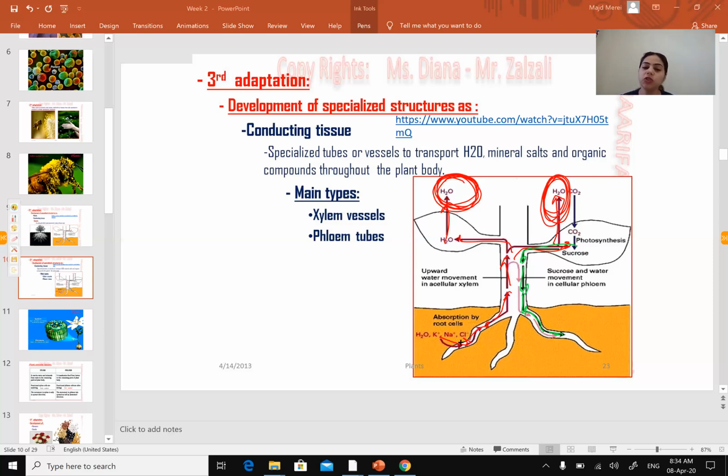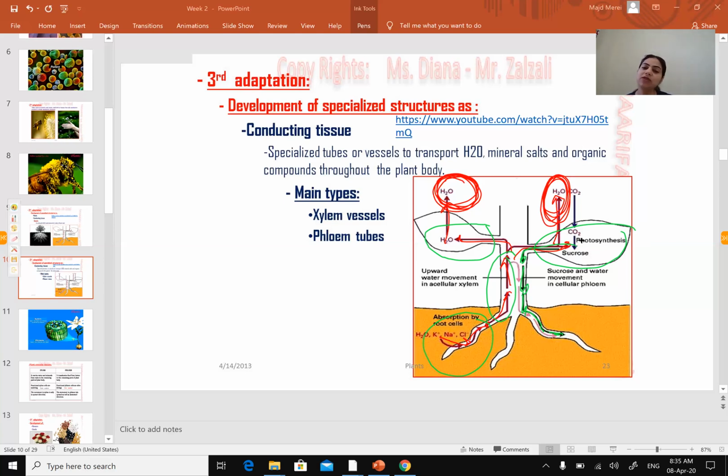So xylem transports water and minerals from where to where? Xylem transports water and minerals from roots to stem, then leaves. What about phloem? In phloem, plants will use the water and carbon dioxide, photosynthesis takes place, and they make their own food. Now, different nutrients such as sucrose and amino acids are transported from the leaves to where they are going to be stored.